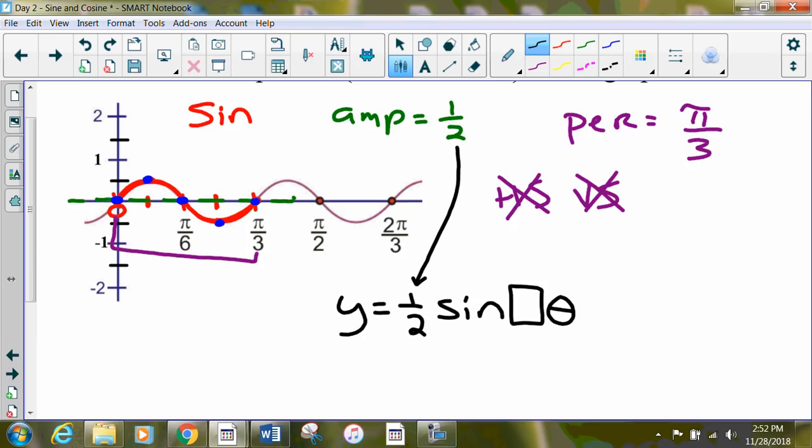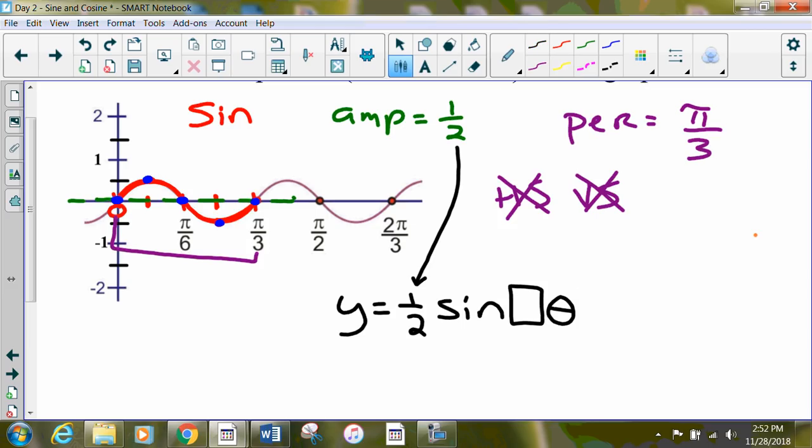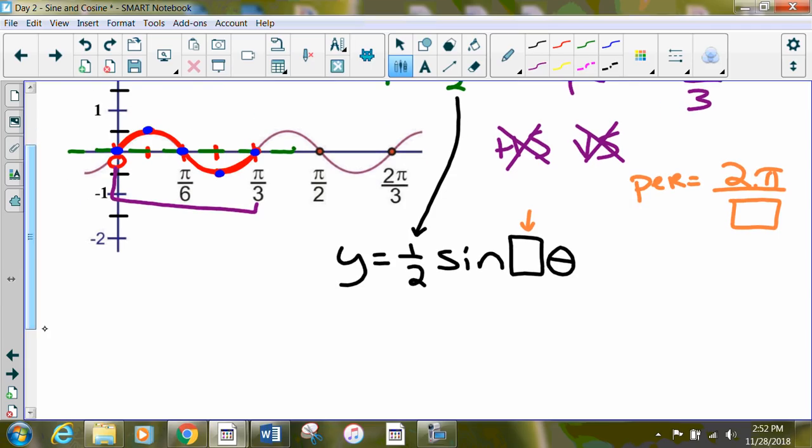Well, first we're going to remind ourselves, let's pick up, okay, orange, that sounds good. We're going to remind ourselves that we get the period by taking 2 pi and dividing by whatever number is in front of theta. So that's how we know that there's a mystery value there, because if there was no number there, like the number 1, then our period would be 2 pi. But our period's not 2 pi. So our period is pi over 3.